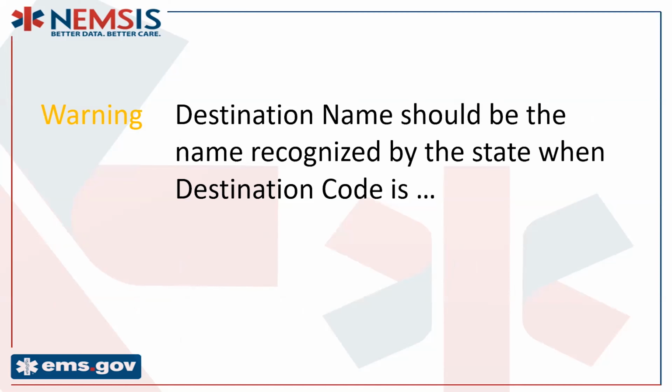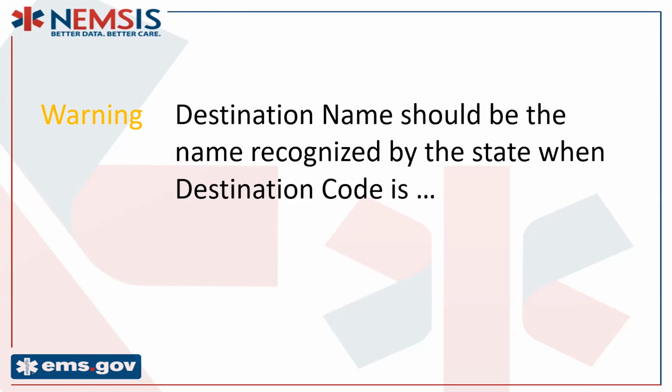Here's one that goes a little deeper. Destination name should be the name recognized by the state when destination code is, you know, XYZ. So this one is saying, we're going to look at the destination code and look up that code, and the state has a particular name for that facility, and we want to make sure that the incoming data uses the same name for that facility. So that one goes a bit deeper, looking up both the code and the name of the destination. So these sorts of rules exist in state Schematron files today.